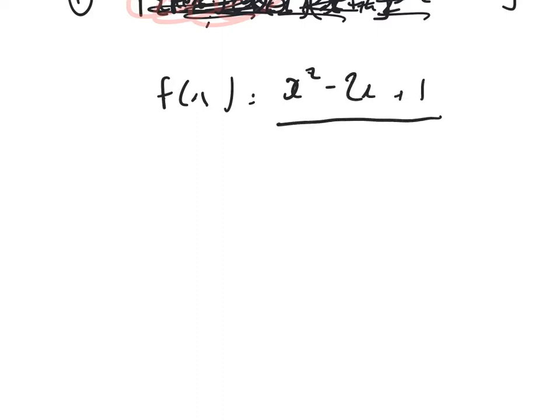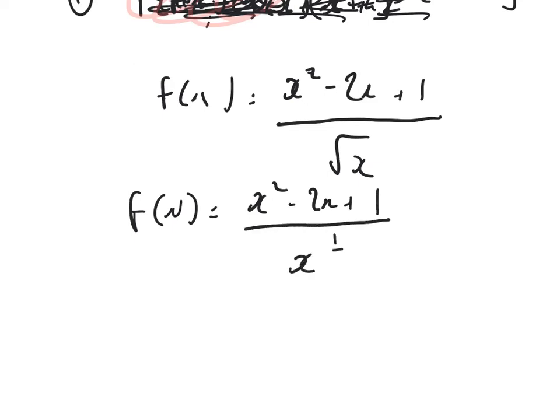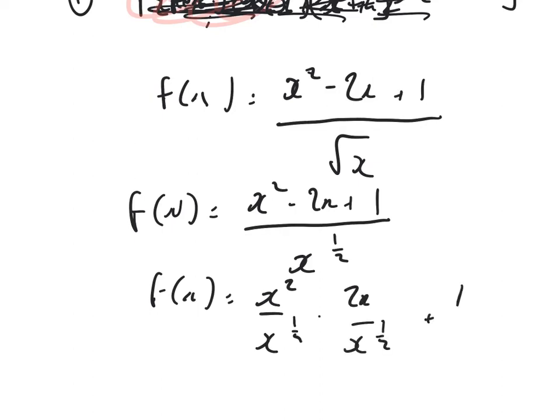Okay, let's try another one involving division. f of x equals x squared minus 2x plus 1 over the square root of x. So that's x squared minus 2x plus 1 over x to the half. The strategy at this point should be to split the thing up, so x squared over x to the half minus 2x over x to the half plus 1 over x to the half.